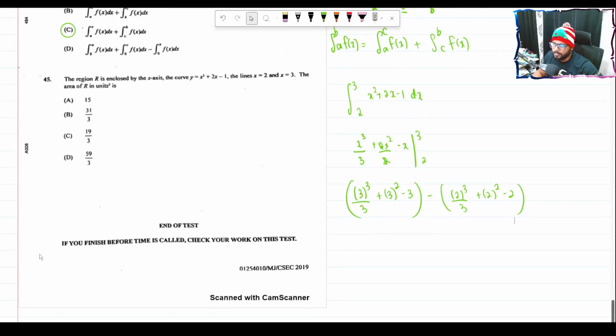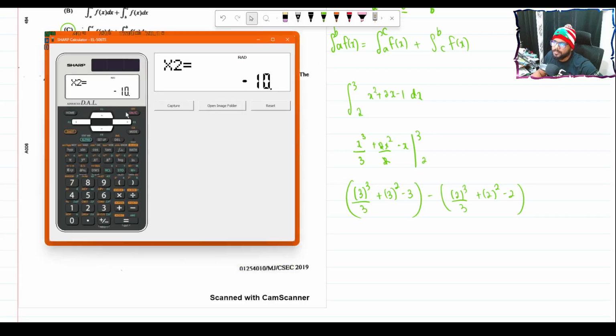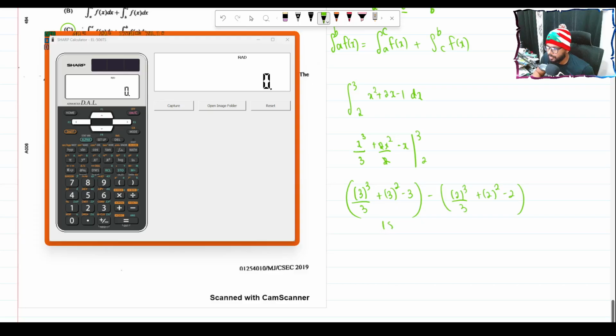Let me work out the first bracket. Now, just because it's the last question, don't rush it. Take your time and at least get your mark, man. 3 cubed over 3 is just 3 squared, which is 9. 9 and 9 is 18. 18 take away 3 is 15. So I didn't have to get my calculator here.